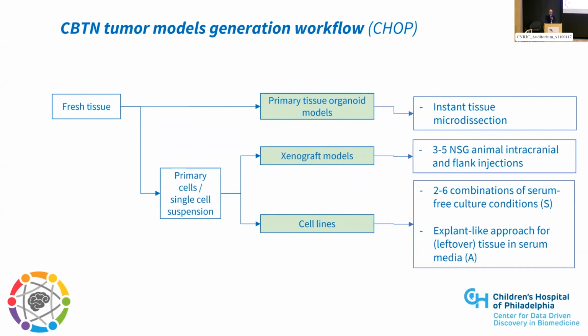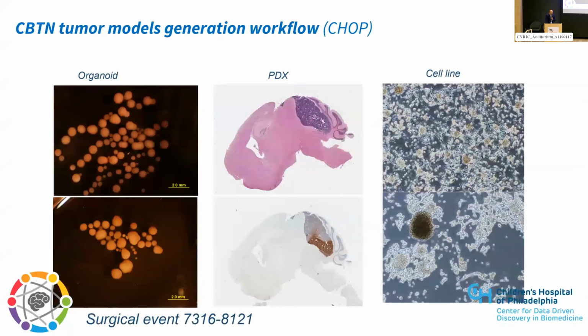As for the cell line development, the tissue undergoes dissociation and mechanical processing in order to provide primary cells, which we also maximize banking. And then from that, we attempt to develop the cell lines and xenografts. Cell line-wise, we attempt 2 to 6 different combinations of serum-free media, depending on the number of cells obtained. And we also try to maximize use of the tissue using an explant-like approach for the serum growth. And sometimes we're very successful.